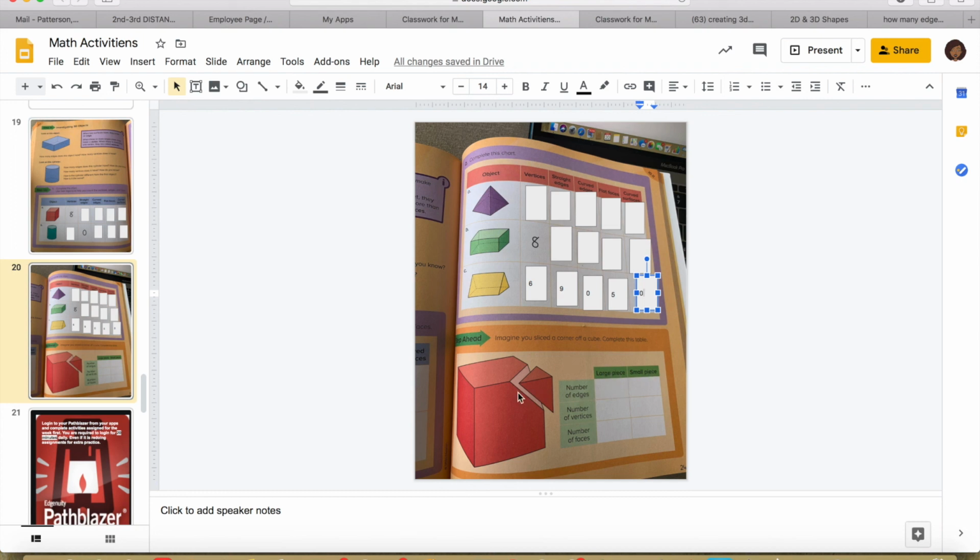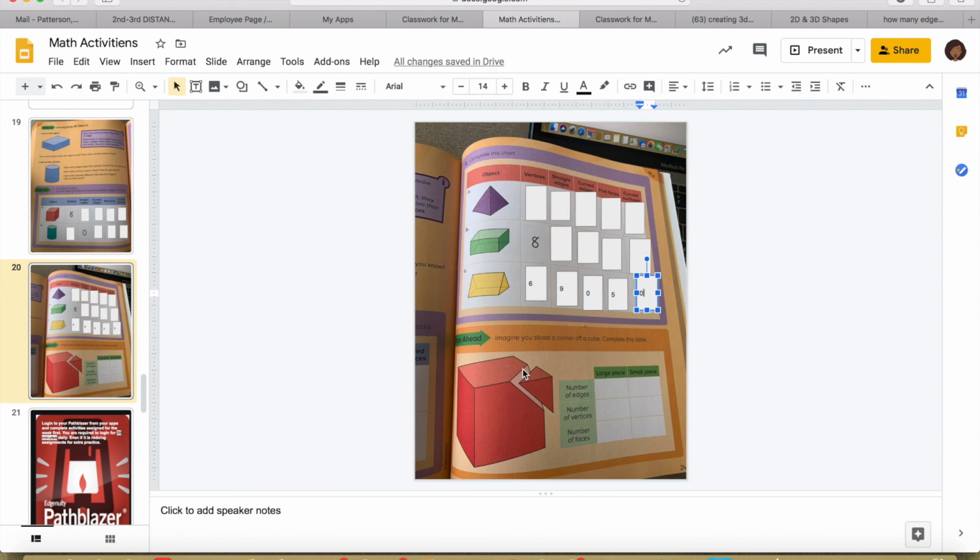When you look at the large piece, it wants you to act like this piece was not there. So you've got to cover it up with your hand and count your edges, your vertices, and your faces, okay? When I say large piece, I mean the big piece. When I say small piece, that's this little chunk right there, okay? So you're doing exactly what you did up here. You're just going to act like that piece was removed.